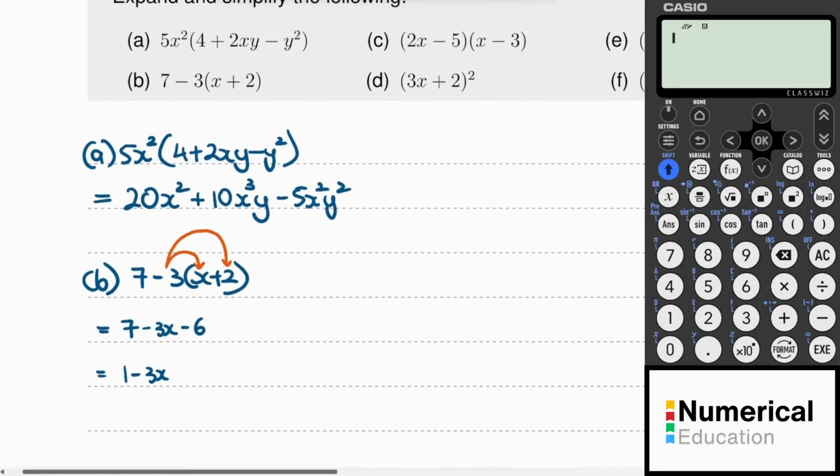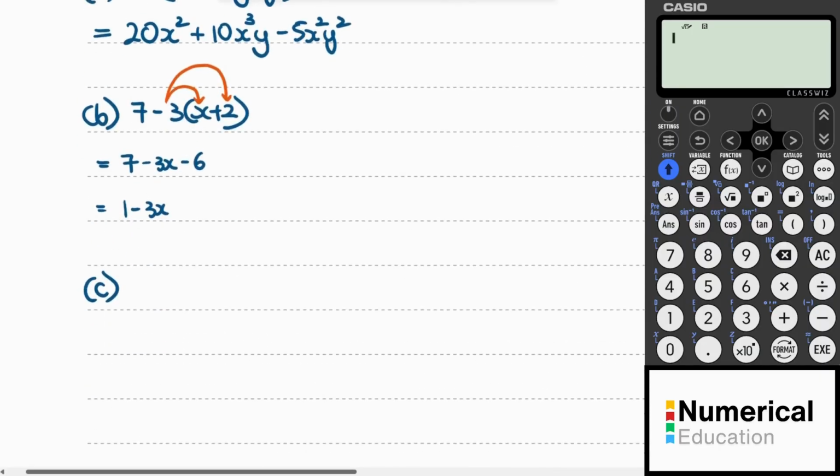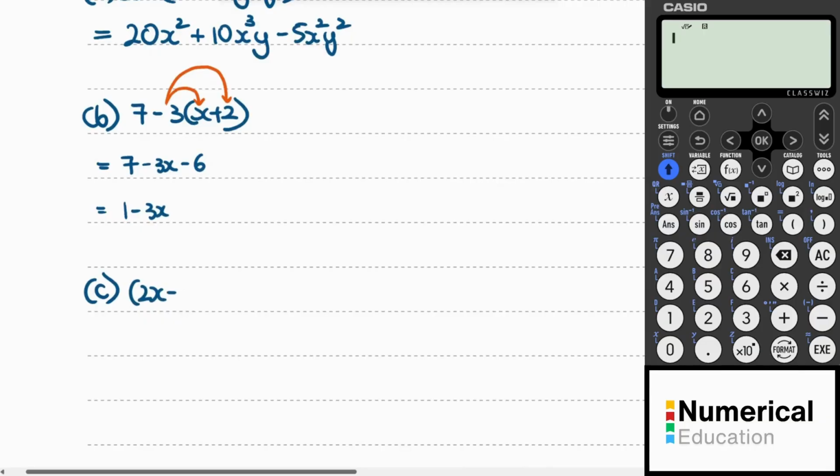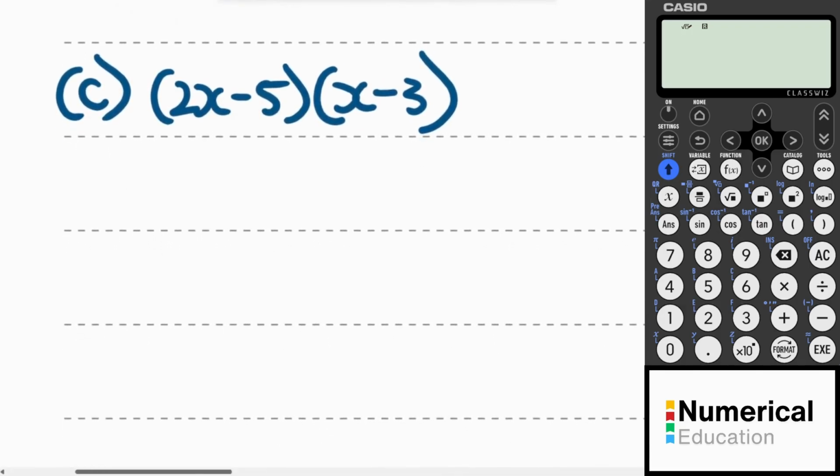Part C, I think I'm just going to squeeze one more down here. I'll do part C. So I've got to look at the question again. We have 2x minus 5 and then x minus 3. So this is our first binomial product. Basically, we have two brackets next to each other that we're going to multiply and expand out.